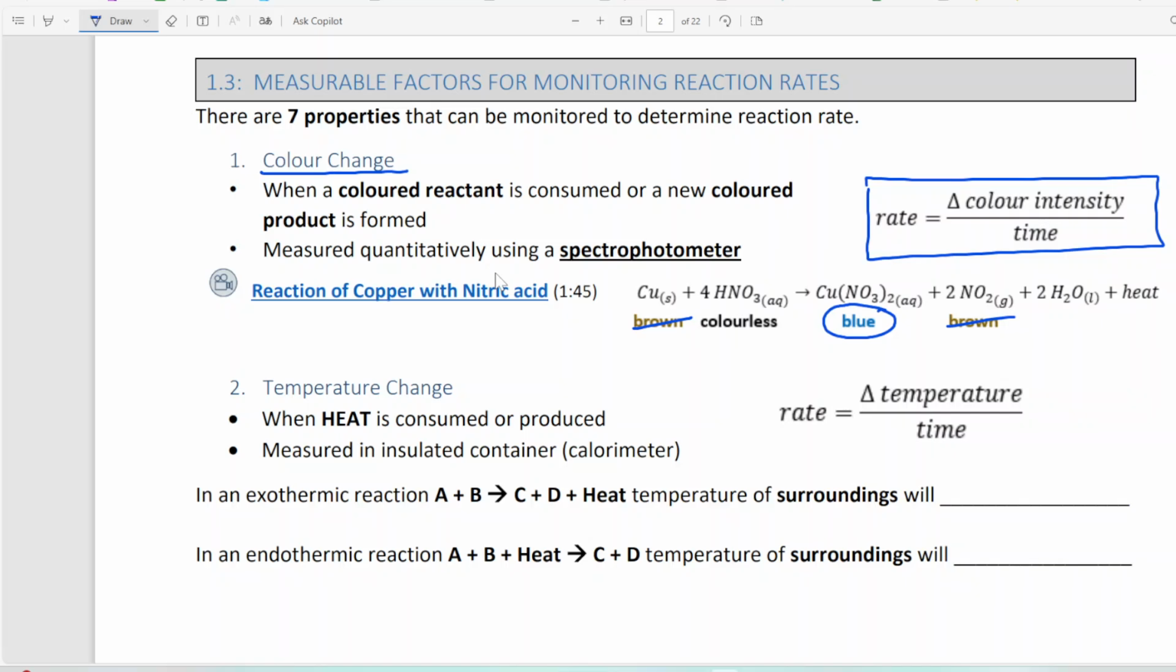If it was an exothermic reaction, you'd have your reactants, A plus B, producing your products, C plus D, and heat. So if a reaction is exothermic, it's producing heat, and the temperature of the surroundings will increase over time. That's something you could monitor. If it was an endothermic reaction, you'd have your reactants and your products, but this time heat would be consumed. It would be one of your reactants. And so if heat is being consumed, the temperature of the surroundings will decrease.